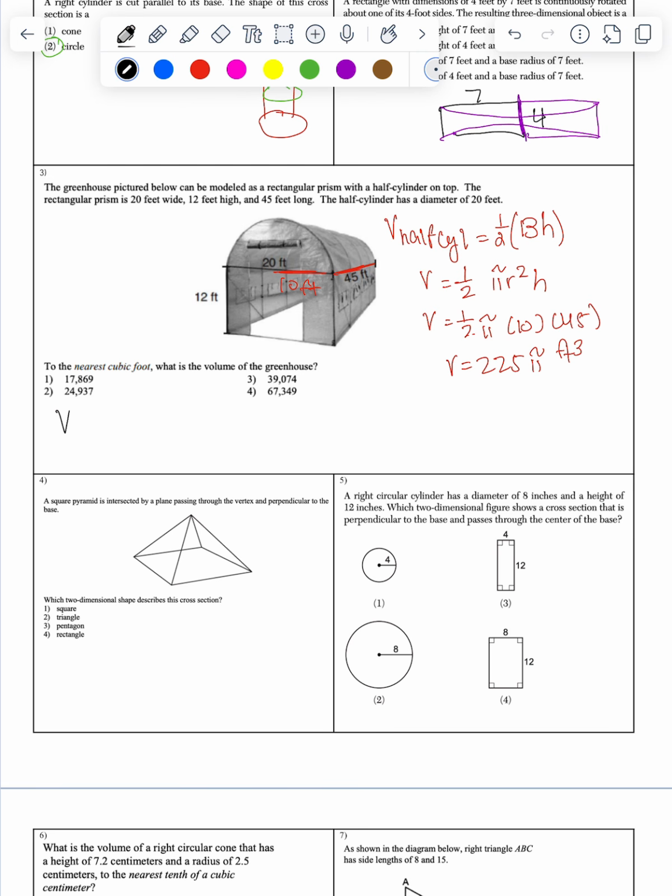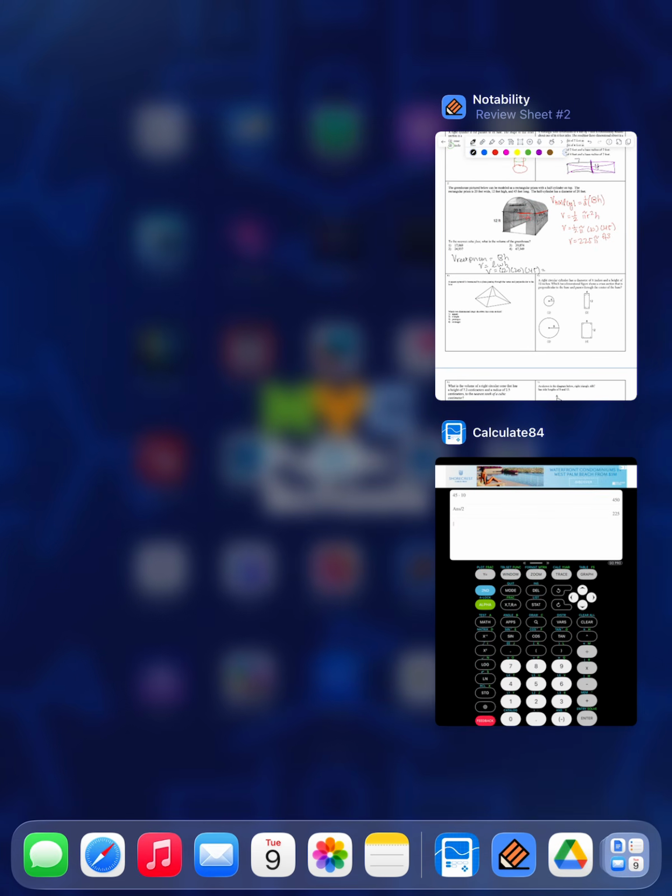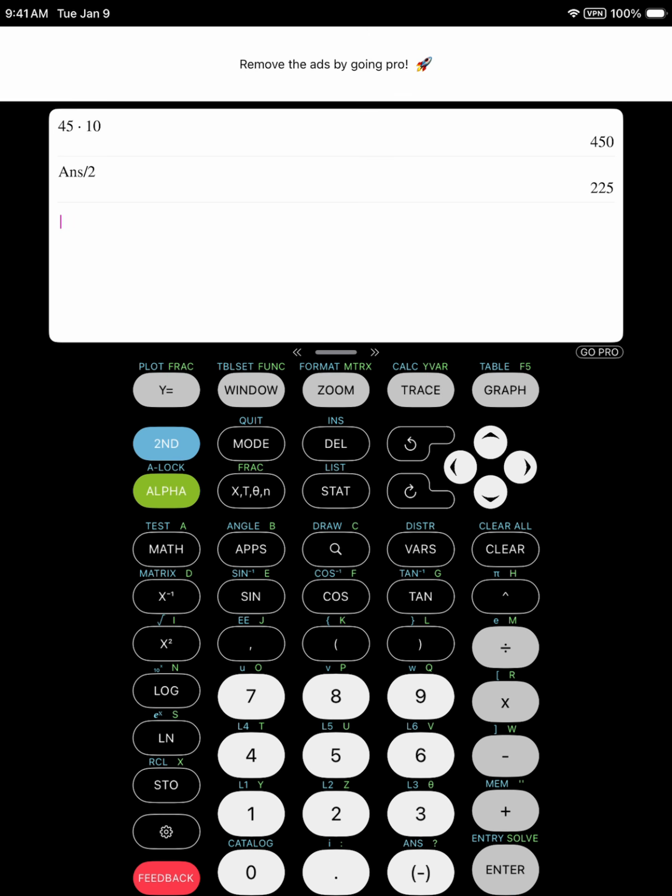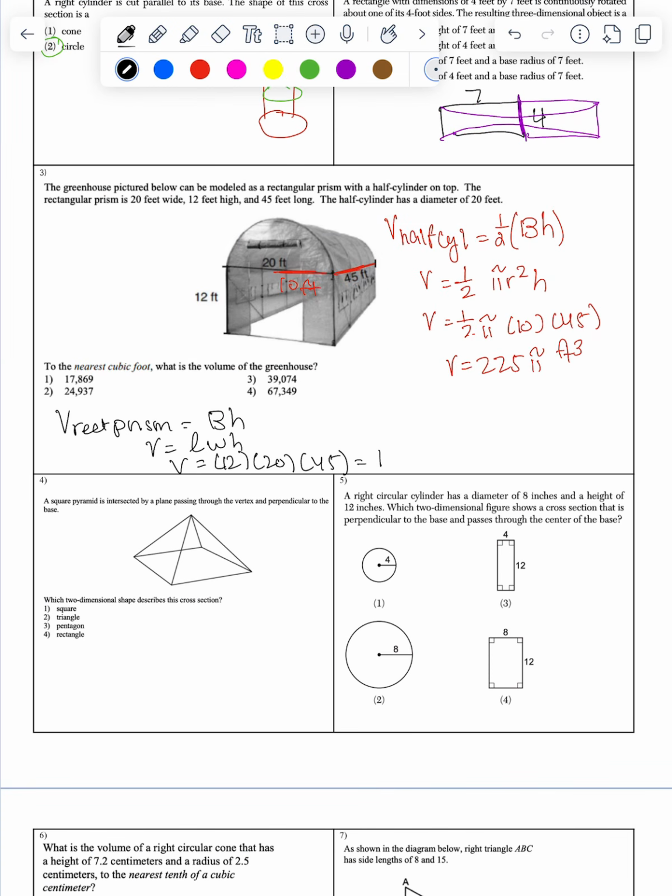And then finally, the volume of the rectangular prism. And prisms are capital B times H. And since it's a rectangular prism, that would be length times width times height. So here, that would be 12 times 20 times 45 feet. That would be 10,800. And once again, it's in cubic feet.